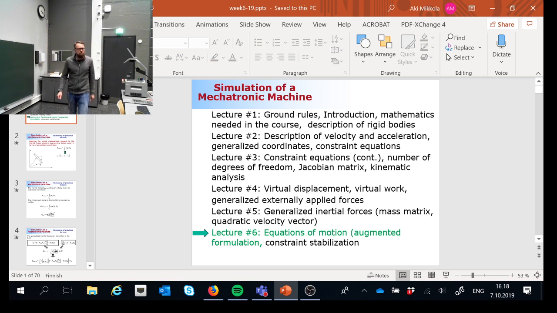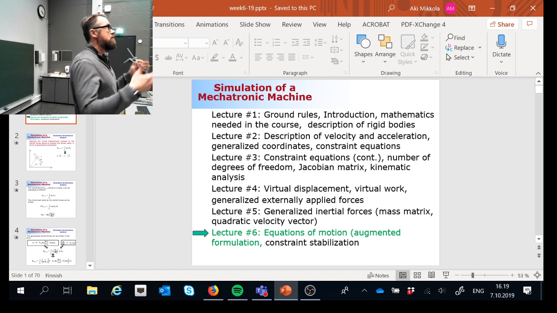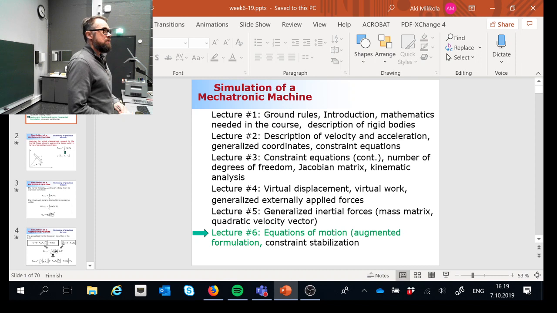Okay. Now, so it's week number 6. And today we are able to express our equation of motion by using the method where we are adding the constraints to the original equation of motion. There are, roughly speaking, 2 different ways to account for the constraints. We can either substitute the constraint into the original equation of motion, or we can add the constraint to the equation of motion with help of Lagrange multipliers. That's what we're going to learn today.